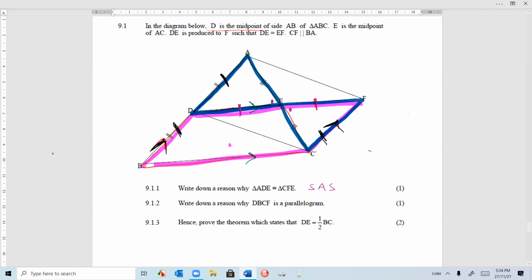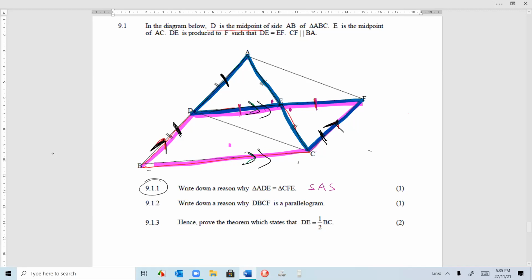I was actually looking at it the other way, to be honest with you. I was looking at DE is parallel to BC, so I was looking at opposite sides parallel. How did you find that DE is parallel to BC? Because of the midpoint theorem, they told us D and E are midpoints. If D and E are midpoints, then the conclusion of the midpoint theorem is DE is parallel to BC. But I don't think they wanted to use that one.